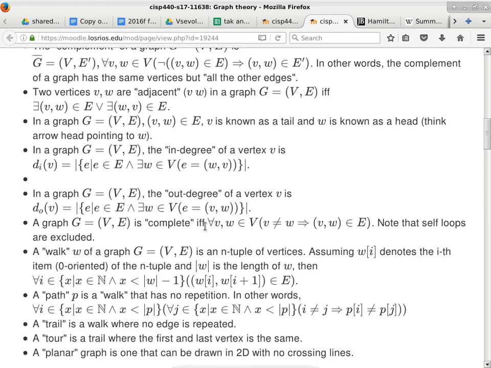A graph is complete if you pick any V and W in V, as long as V and W are not the same, that edge does exist in that graph. So that will make it a complete graph, which is something that we have worked with already. Is that okay? So in a complete graph, the number of edges is going to be the cardinality of V minus 1, and then the whole thing times the cardinality of V.